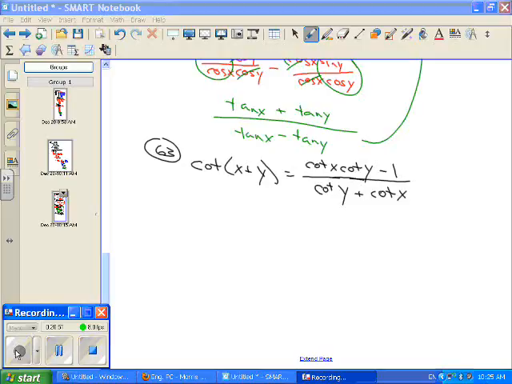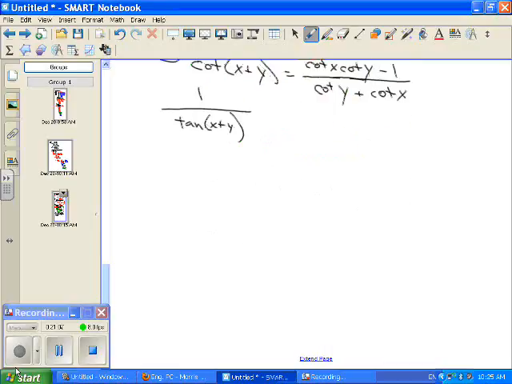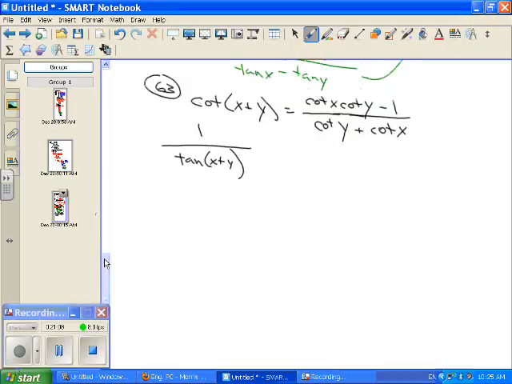All right, what makes this one kind of annoying is we don't have a cotangent formula. So we have to rely on the 1 over tangent version of this thing. So this is 1 over tangent of x plus y. I'm just going to deal with the tangent of x plus y for now, and when I'm all said and done, I'm going to put it under a 1. So when I put it into my little formula here, I'm going to have 1 over tangent x plus tangent y all over 1 minus tangent x tangent y.